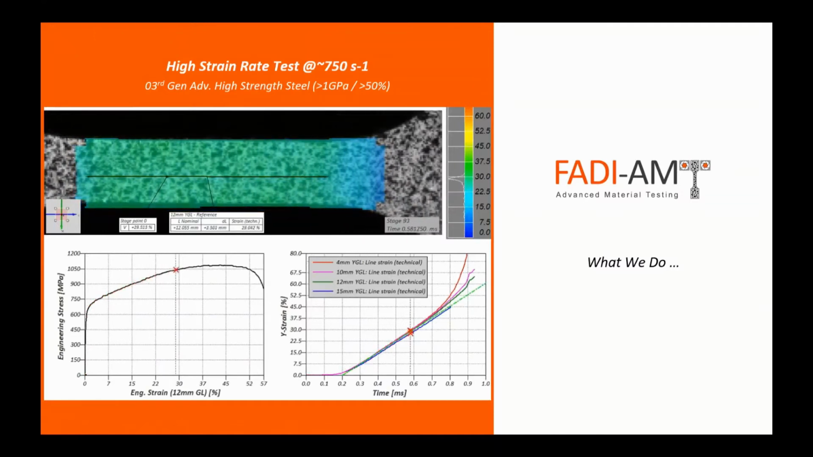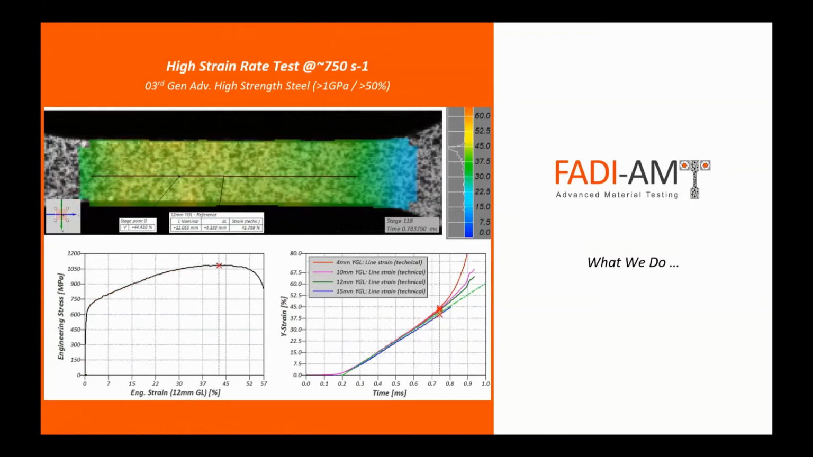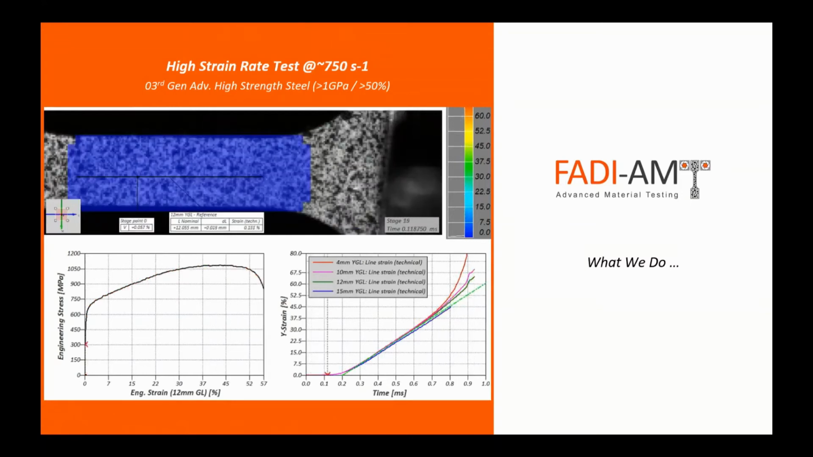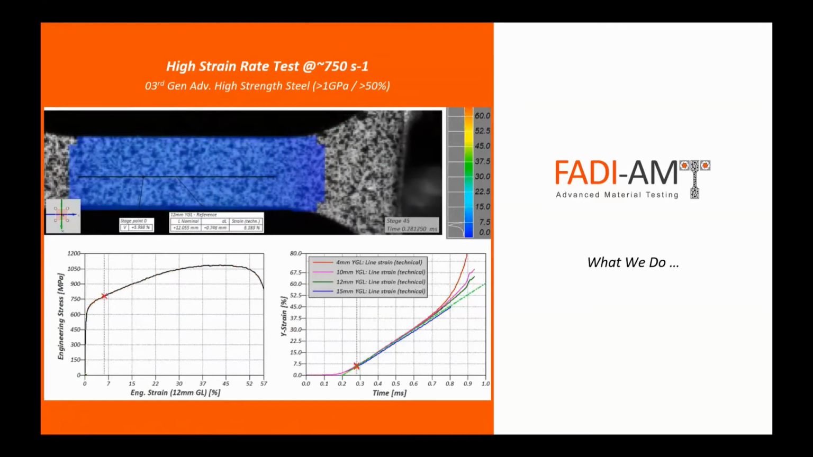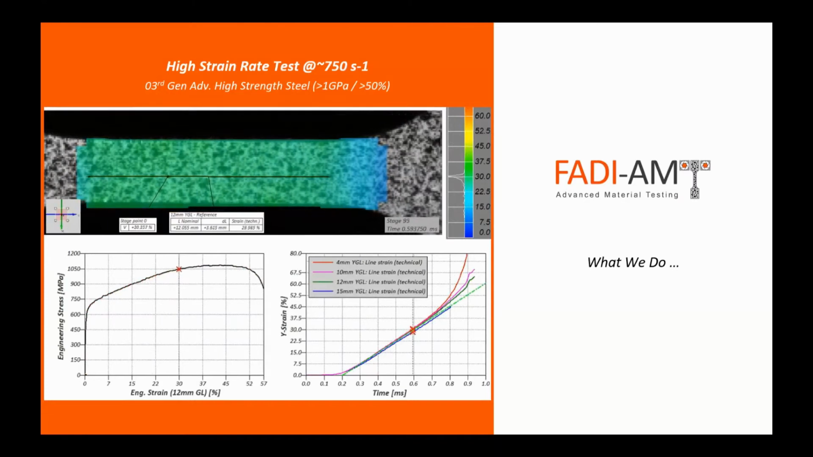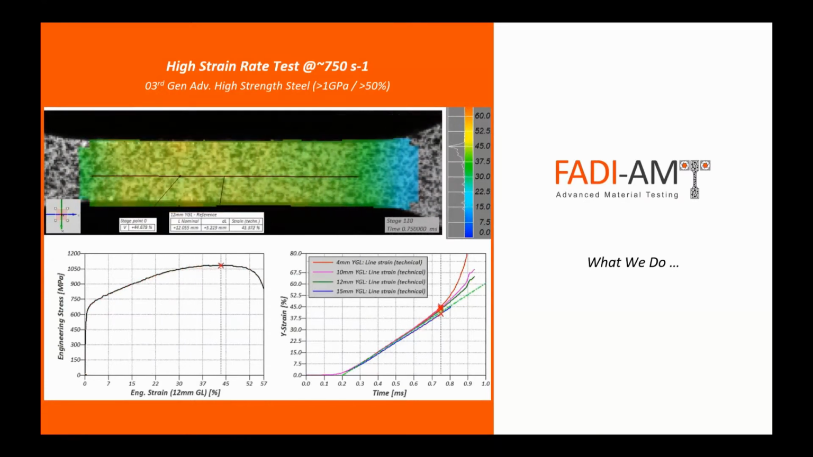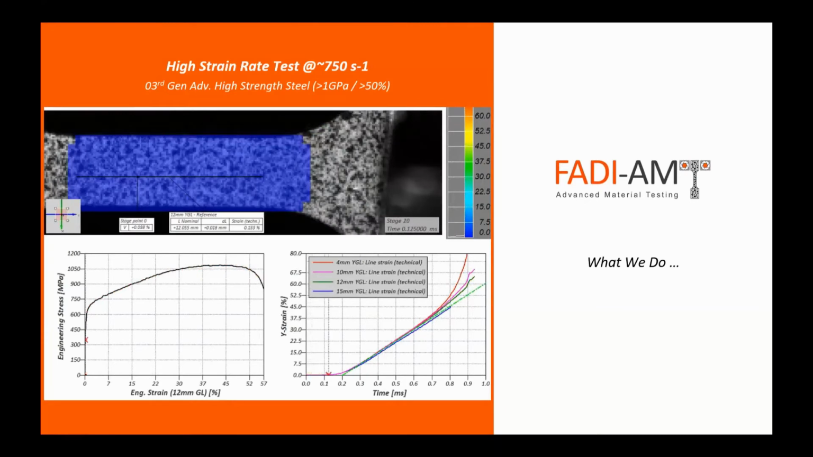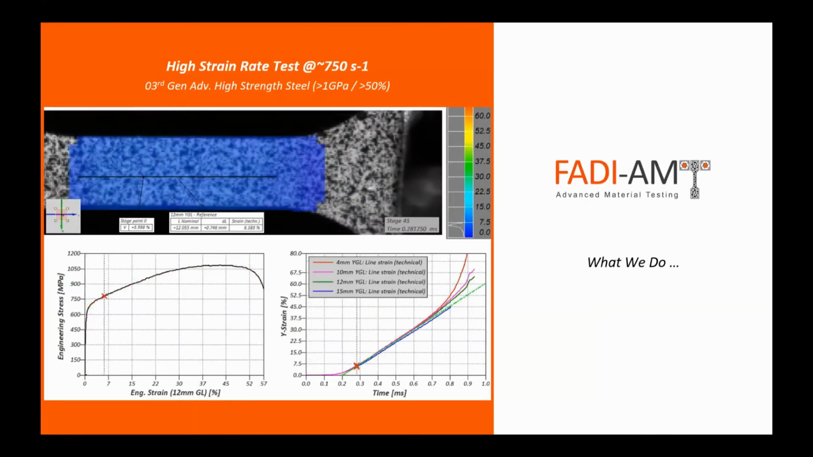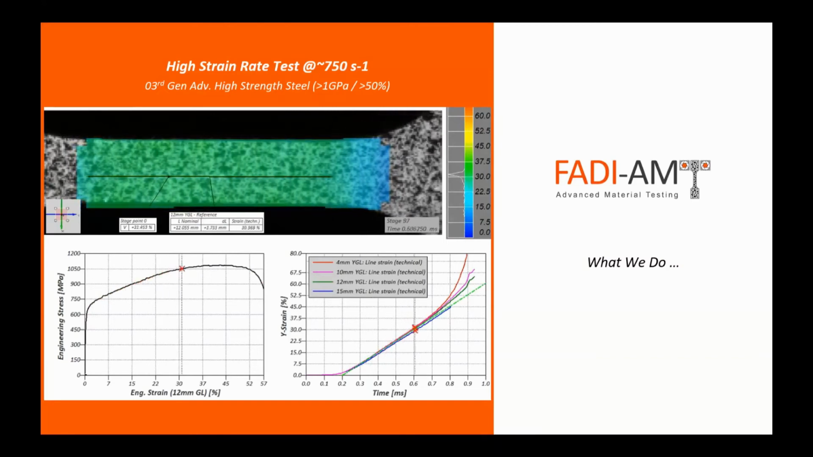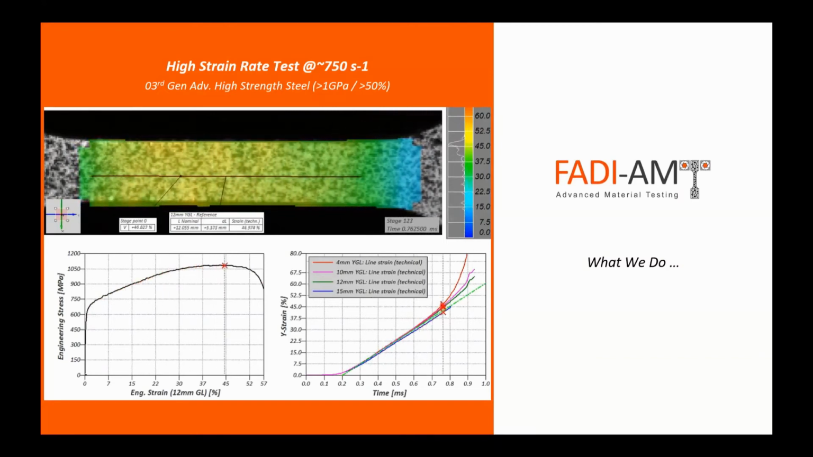And today I picked an old video. This is a video for a high strain rate test that was performed about 3 years ago on a third generation advanced high strength steel. It is about a gigapascal in terms of strength and more than 50% in terms of ductility. And the reason I picked this relatively old video is because it's a very unique test, but at the same time, it was performed with 2D DIC, which is the topic of our discussion today.